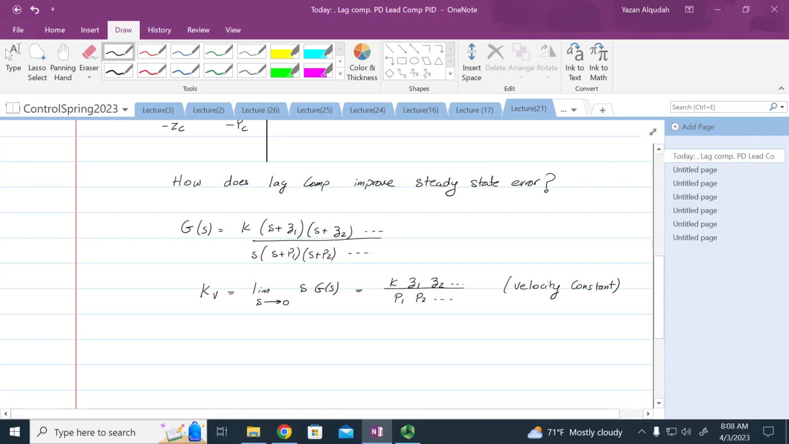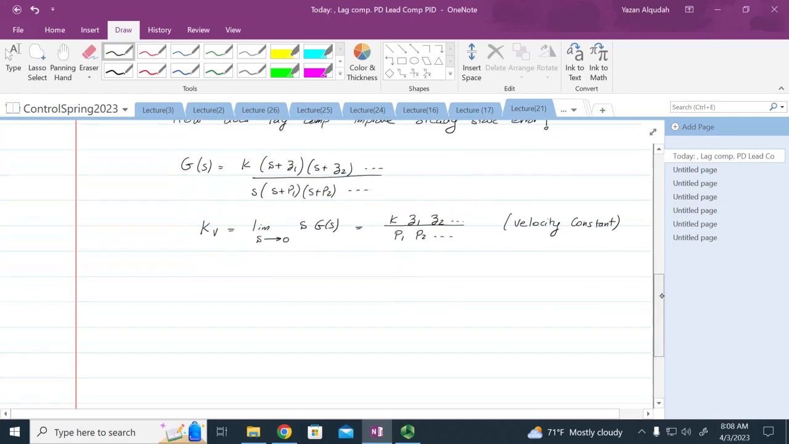Okay. So this is the uncompensated system. This is how we calculated the steady state error. We calculate the velocity constant. Now we're going to look at what happens when we add a controller to this system. So if we have GC of S added to the system, the calculation of KV is going to change.